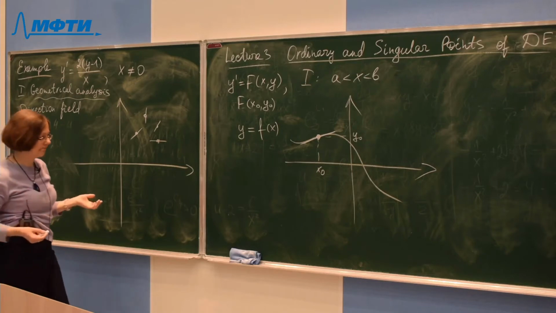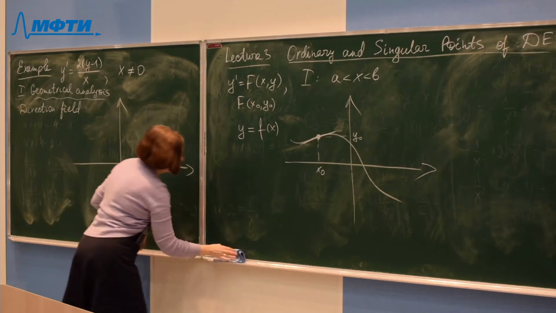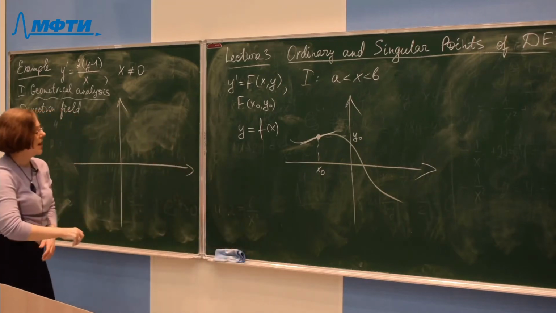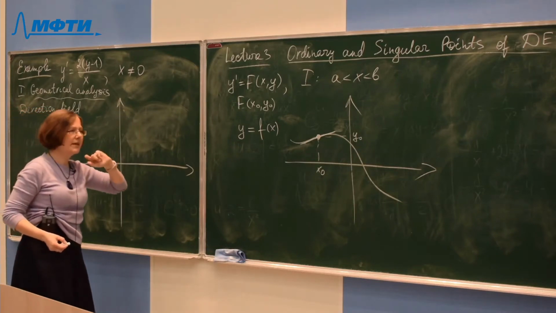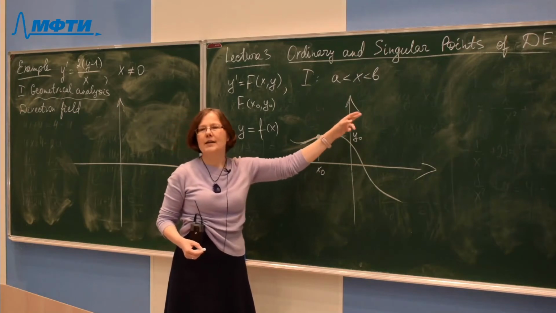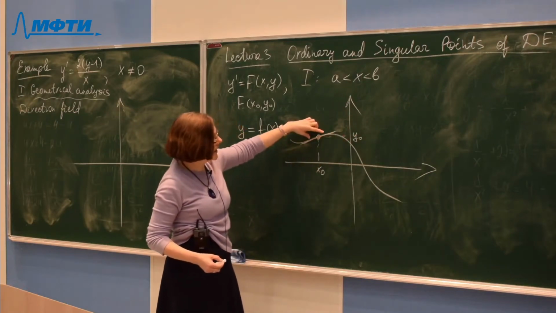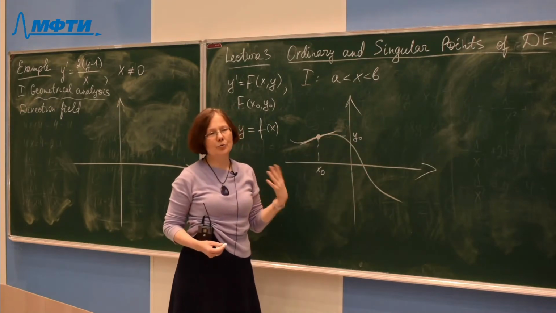In our example, the problem is that it takes time to compute slopes, to compute these line elements, the slopes at any point. But to do this a little bit faster, we may use isoclines. What is an isocline? Do you remember?